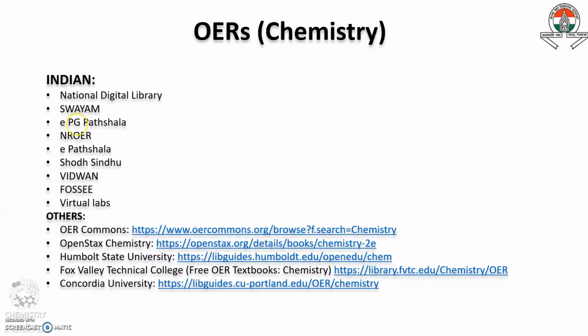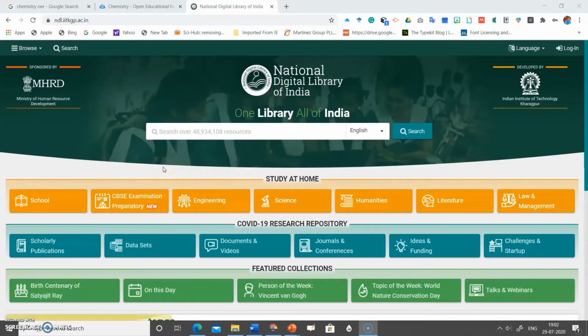Then there are other resources also, that is OER Commons, OpenStax Chemistry, Humboldt State University, Fox Valley Technical College for free open education resource textbooks, and Concordia University, to name a few. There are so many other sites also which are available as open education resources. Let's explore these open education resources one by one.